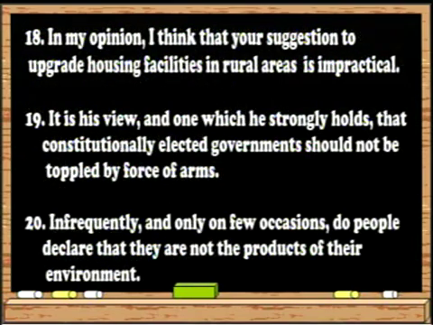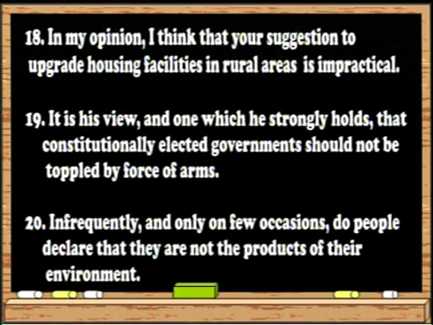Question 18: In my opinion, I think that your suggestion to upgrade housing facilities in rural areas is impractical. 19. It is his view, and one which he strongly holds, that constitutionally elected governments should not be toppled by force of arms. Question 20: Infrequently, and only on few occasions, do people declare that they are not the products of their environment.